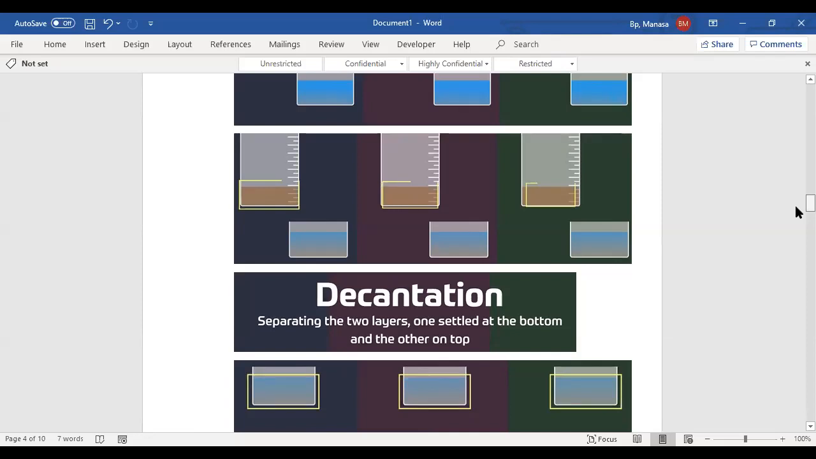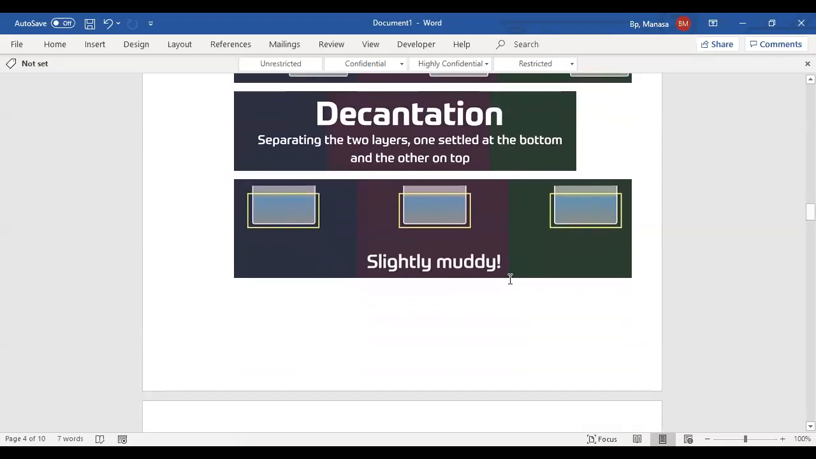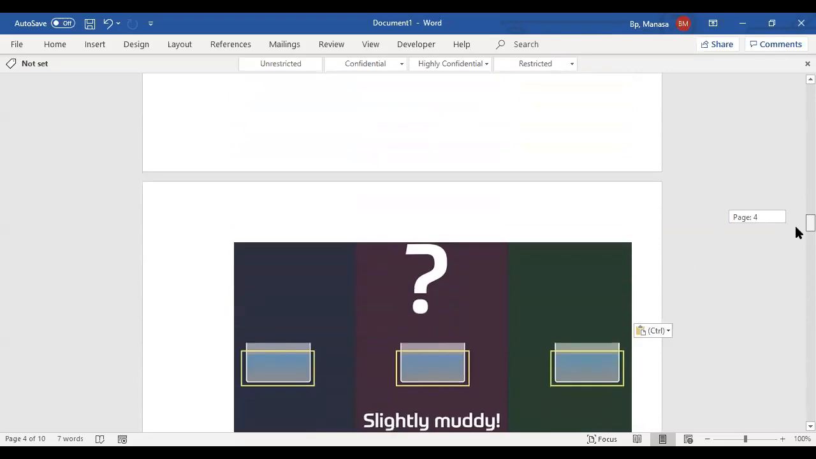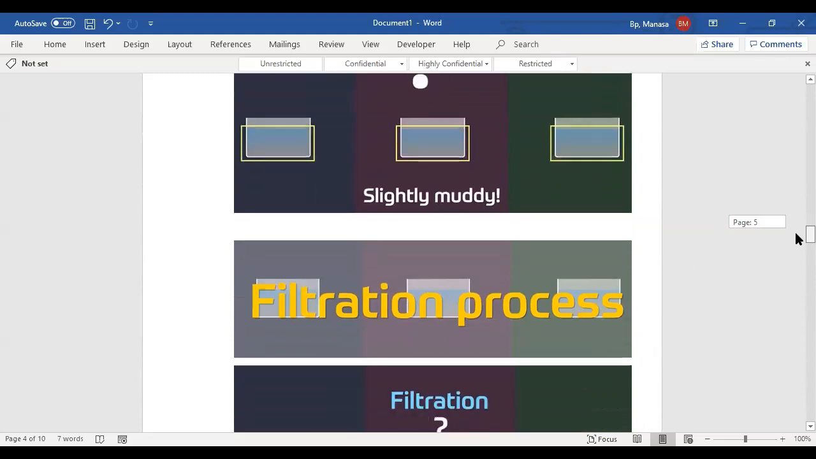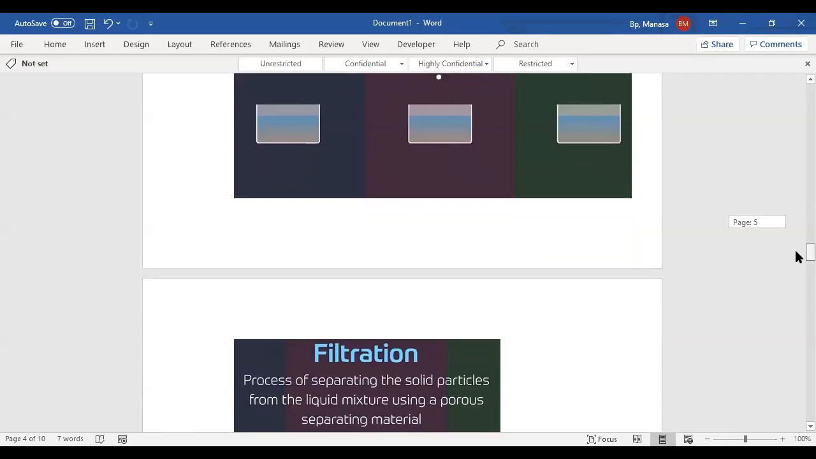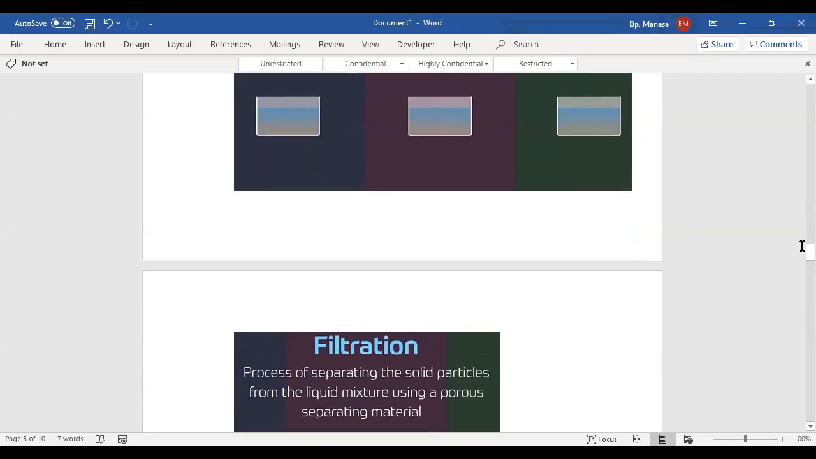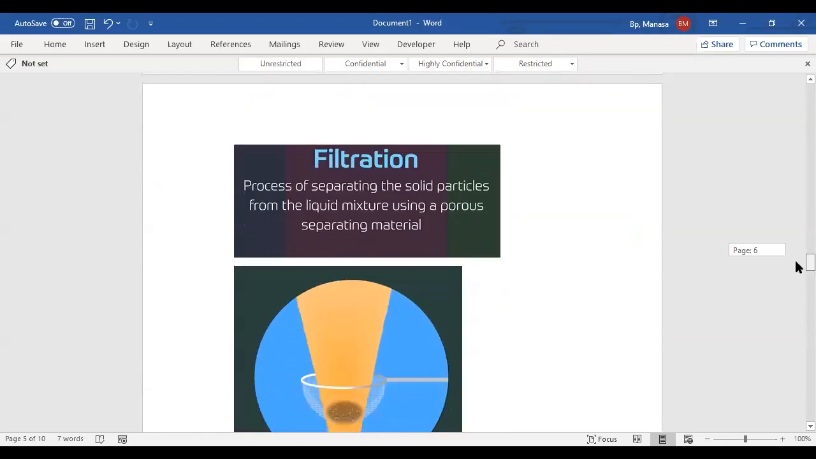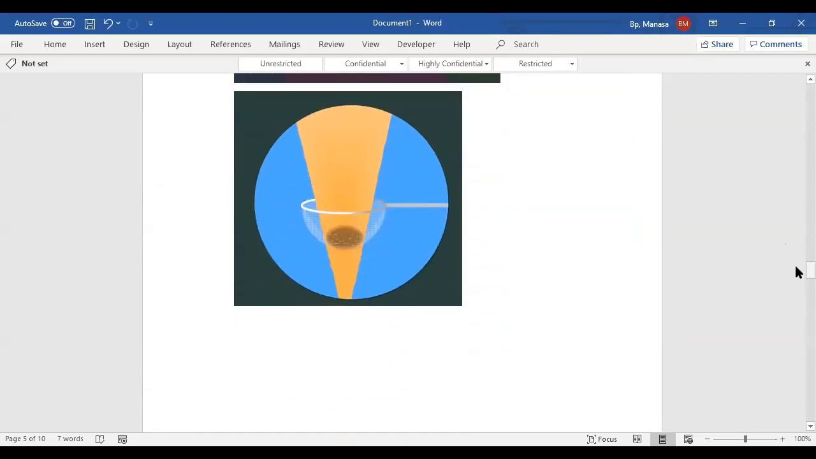Okay, but if you observe this picture, it is still slightly muddy. So what do we do next? Do you have any answers? Okay, I'll tell you. The next is the filtration process. Do you know filtration? Filtration is the process of separating solid particles from a liquid mixture using a porous sorting material.